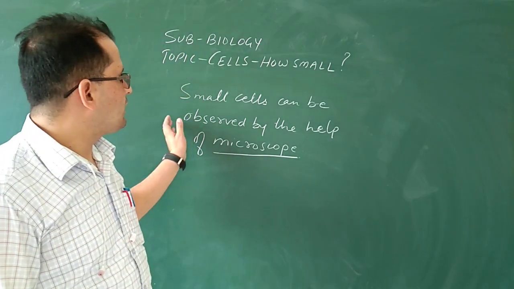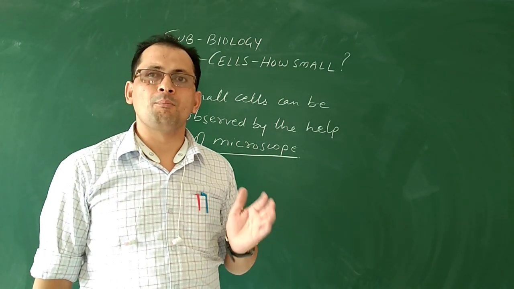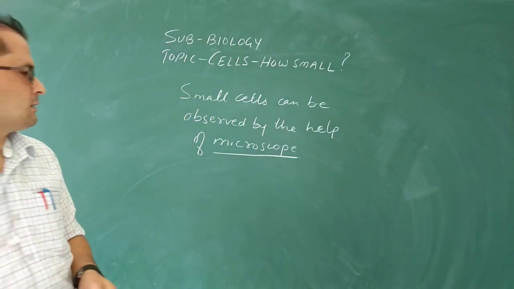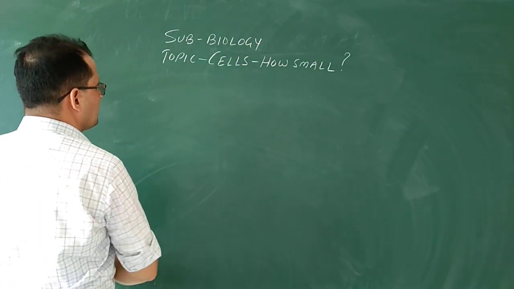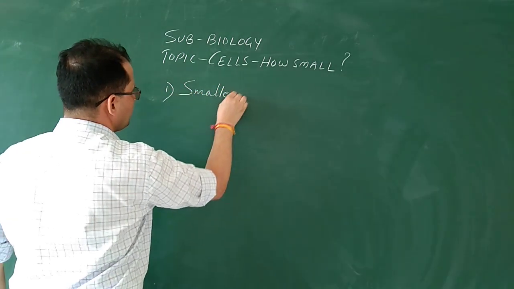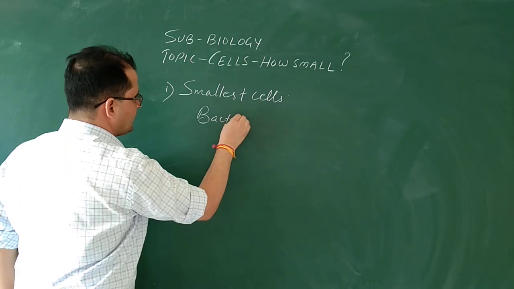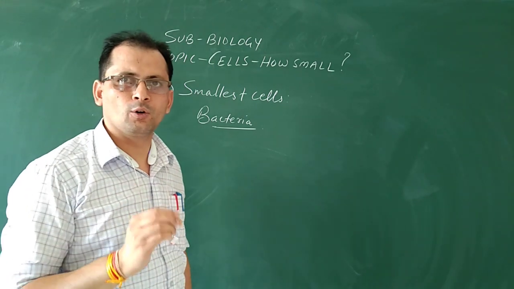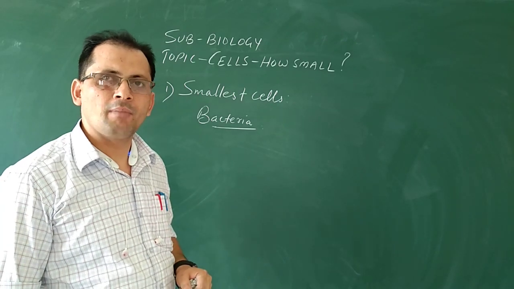Now when we talk about the smallest cell, the smallest cells are the bacterial cells. In the human body, the smallest cells are red blood cells. First, when we talk about the smallest cell, these are bacteria. Bacteria, you all know, are very minute. They cannot be seen with the naked eye or open eye, but with the help of a microscope, we are able to see bacteria.